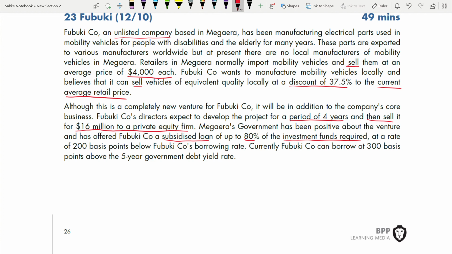The loan is at a rate of, we need the rate for the interest, 200 basis points below Fubuki company's borrowing rate. Currently Fubuki can borrow at 300 basis points above the 5-year government debt rate.